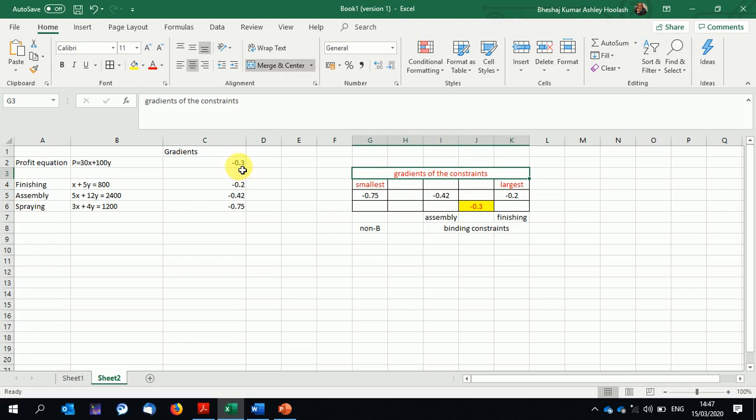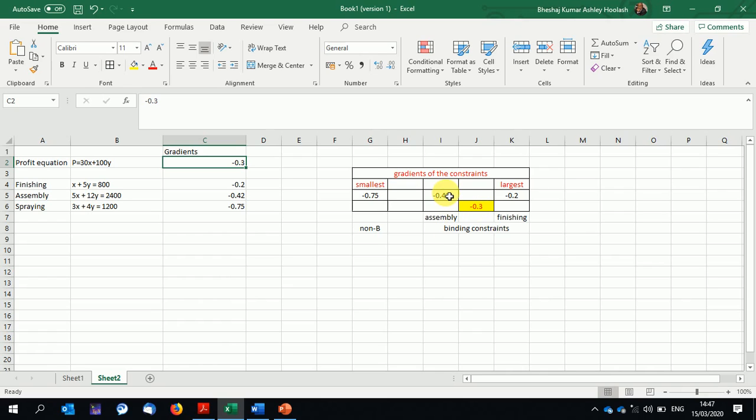And what I'm going to do now is locate this number, which is the gradient of the profit equation, between or amongst these three numbers. And clearly minus 0.3 lies between these two here. It's bigger than minus 0.42 and it's smaller than minus 0.2. So that's where I locate my profit line gradient.